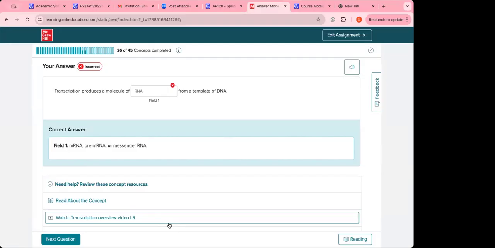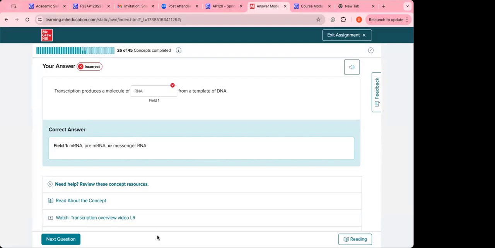Oh, they wanted the actual, okay, so RNA is correct, but they wanted it more specific. They wanted mRNA, so messenger RNA. RNA is not wrong. They just wanted a more specific answer. mRNA is messenger RNA, because there are different kinds. So they wanted messenger RNA for that. Okay, let's continue.